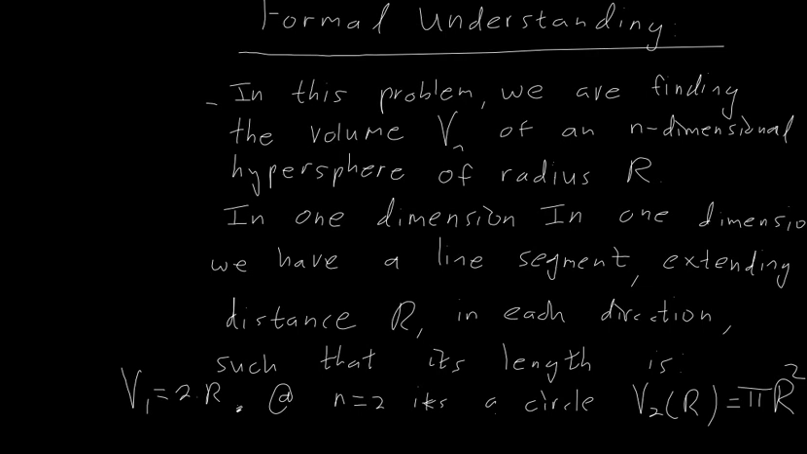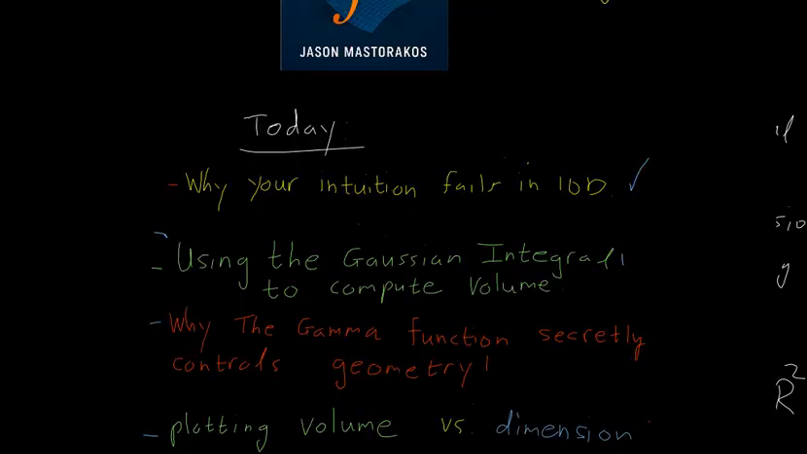Let's go back here. Why does the gamma function secretly control geometry? Why does it control geometry? I just realized I shouldn't say controls geometry, but is embedded in geometry. I think that's a better word. Embedded in geometry.